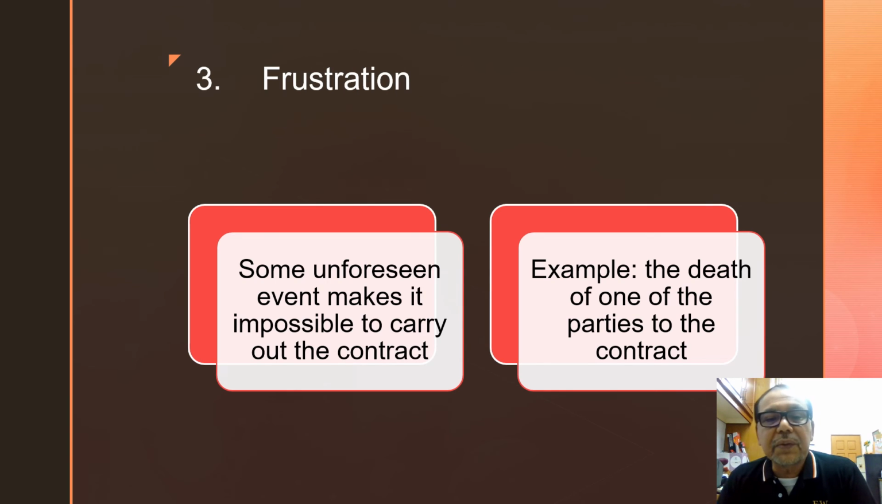Frustration, okay. Some unforeseen event makes it impossible to carry out the contract. Example, the death of one of the parties to the contract. I signed a contract with a friend of mine to buy my car. Before we complete the contract, he died. So I cannot proceed to sell my car to him because he died. So in this case, we say that the contract we agreed is frustrated. So the contract also ends. Tamat, yeah, end. There's no contract anymore.